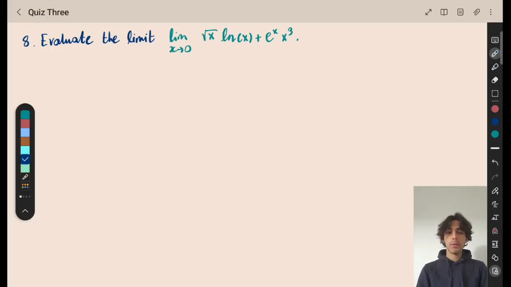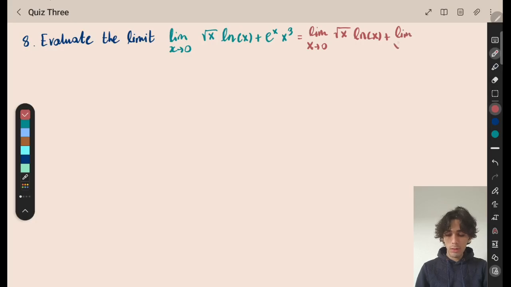Evaluate the limit. Here we have the sum of two terms, so we can write this as two limits. First thing we can do: usually if you have a problem which is complicated and it has many pieces, it is good practice to break your problem down into smaller pieces and try to solve that.